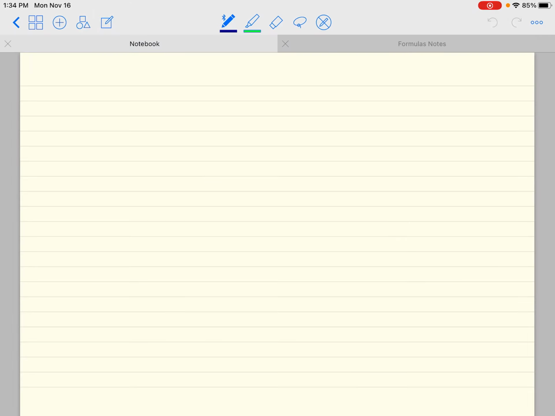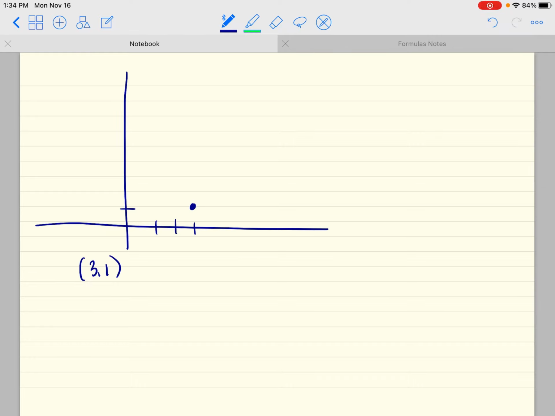If we were trying to find the distance between 2 points in a graph, let's say we wanted to use, let me just make up a couple points. Let's say we have a coordinate at 3, 1. Okay, so 3, 1 is one of our coordinates. And then let's go with 3, 4, 5, 6, 7, 8, and 1, 2, 3, 4, 5. So 8, 5 is our second coordinate, okay?